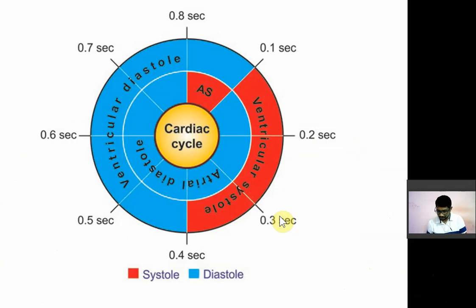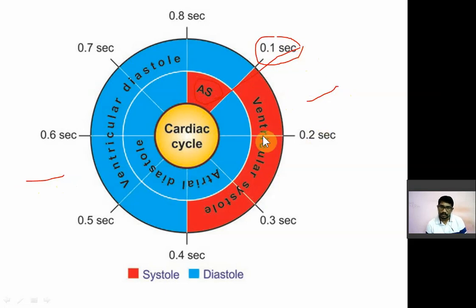Now you can see here the cardiac cycle again. The red area is nothing but the systole, meaning contraction, and the blue area is nothing but the diastole, that means relaxation. Now this atrial systole, or auricular systole, is of 0.1 second.